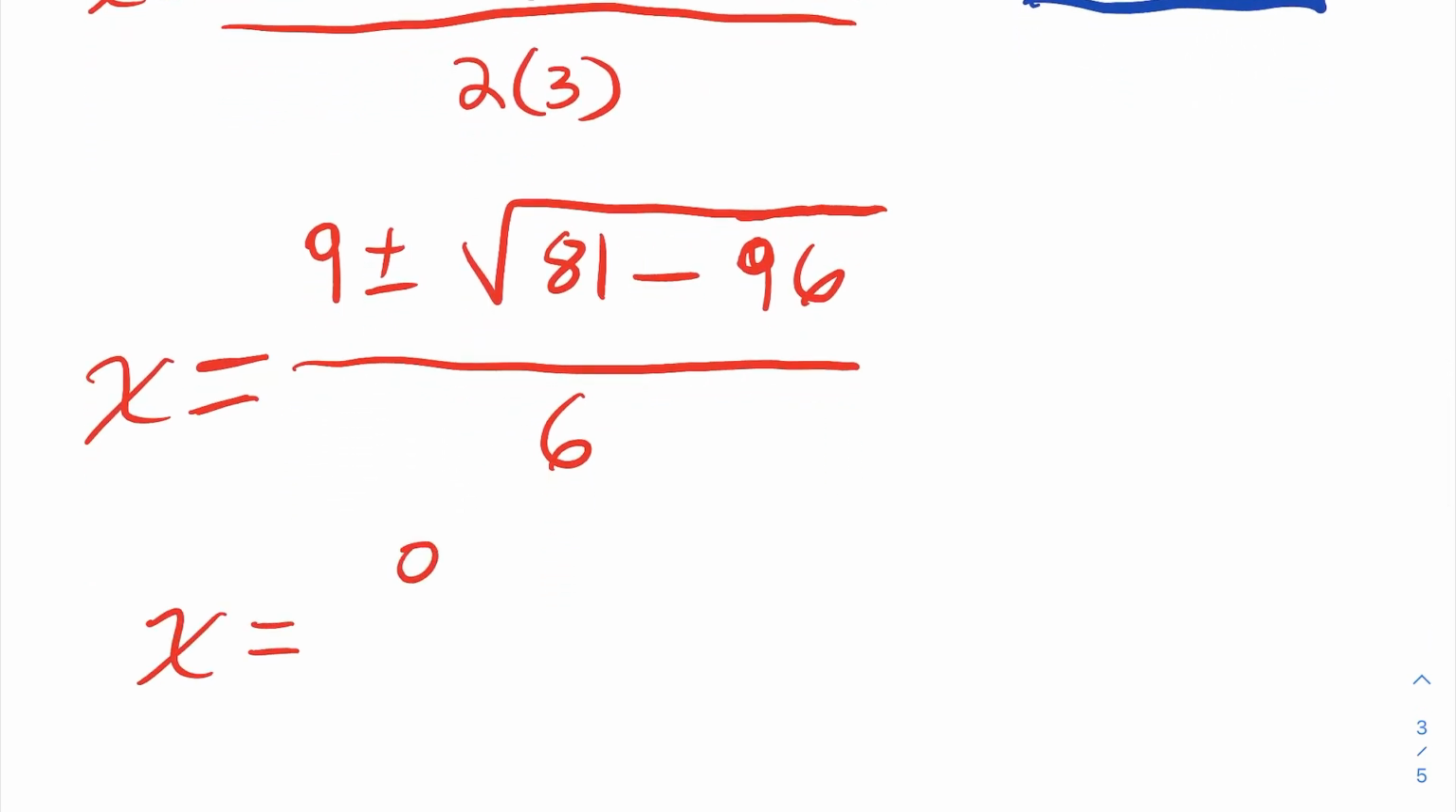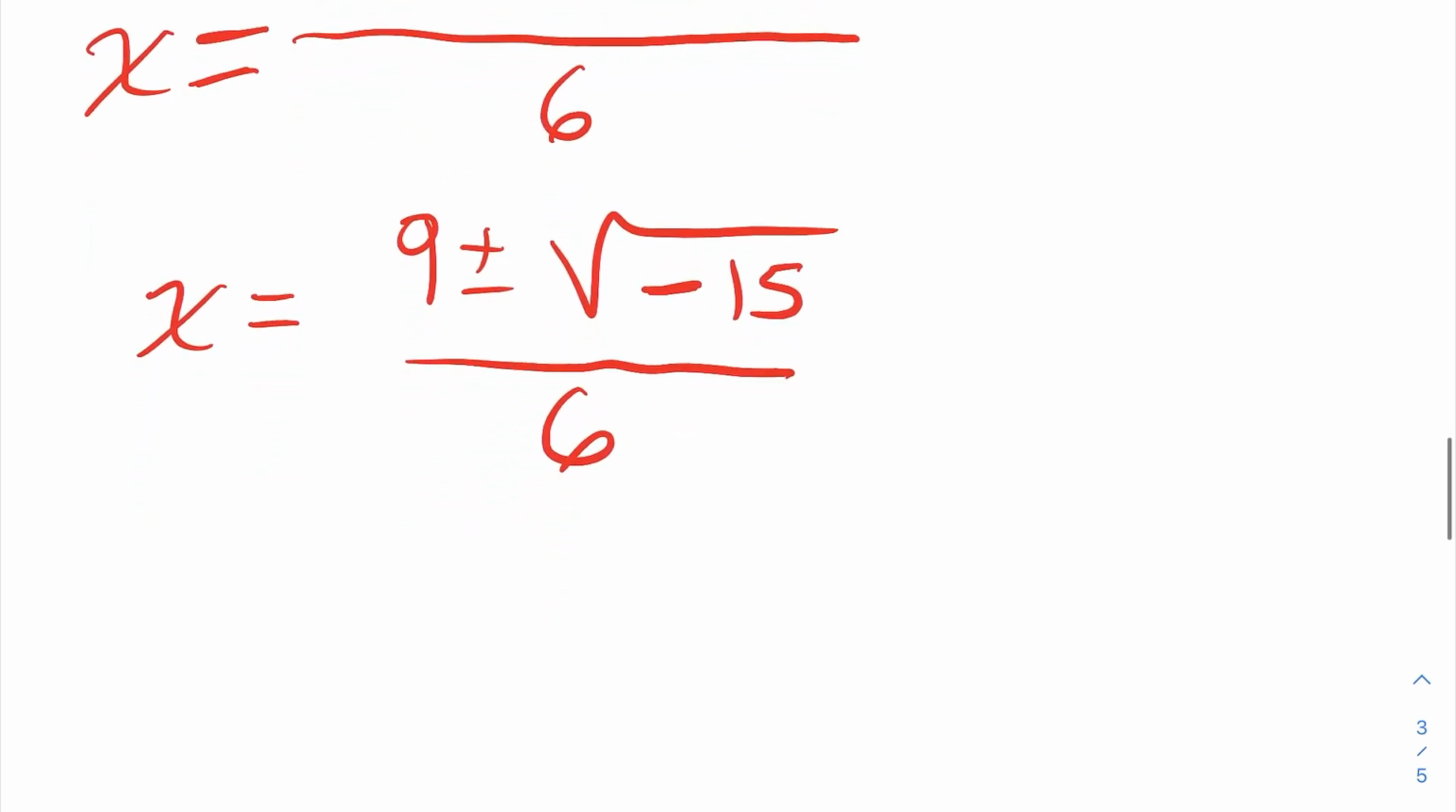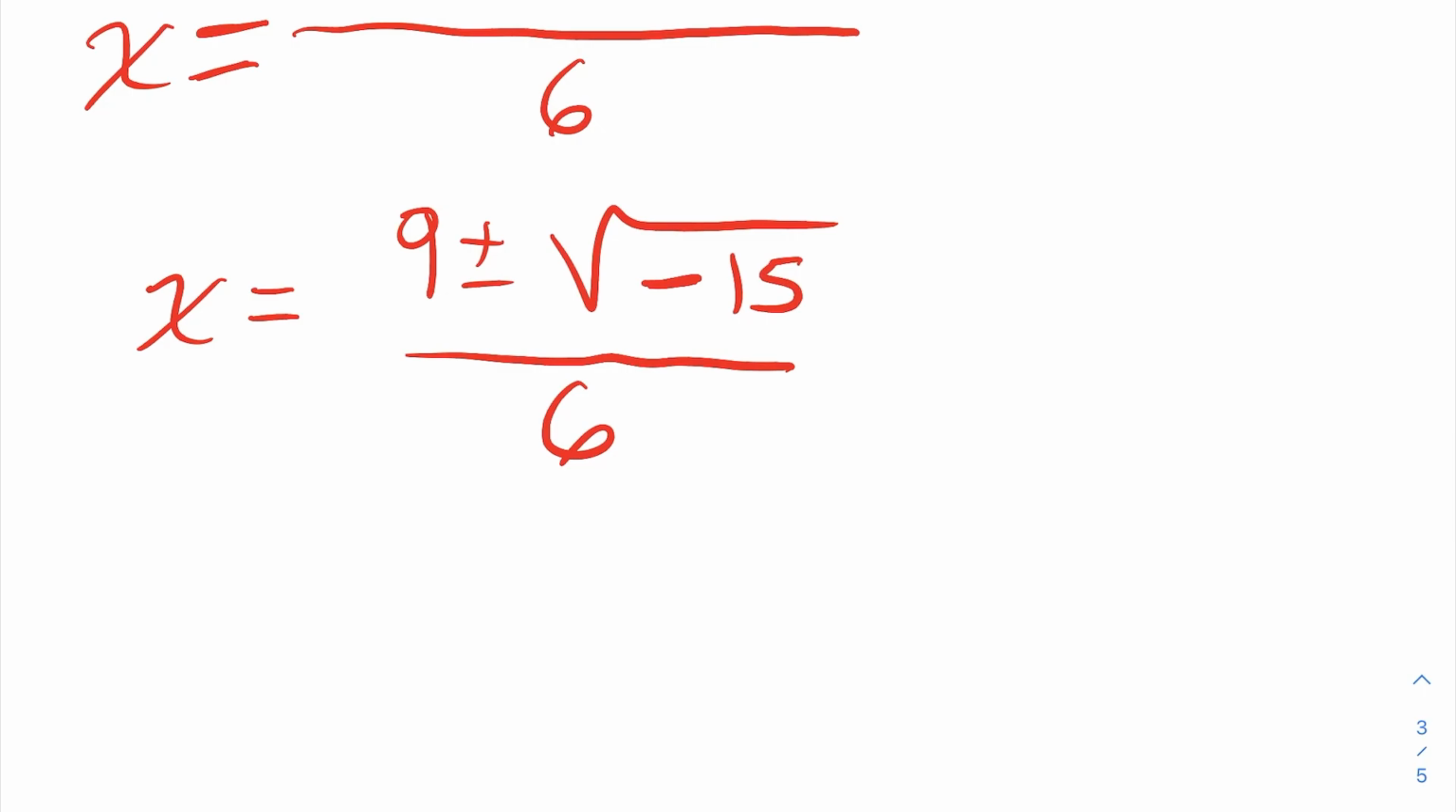We simplify the inside to get the actual discriminant to be 81 minus 96, which is -15. And that tells me something about the solutions. Obviously, because the discriminant is negative, we're taking the square root of a negative number, and we are going to have non-real complex solutions. These are going to be non-real complex numbers.